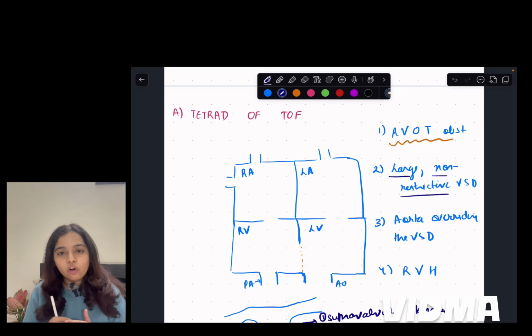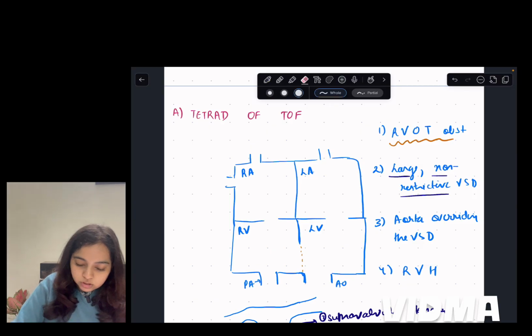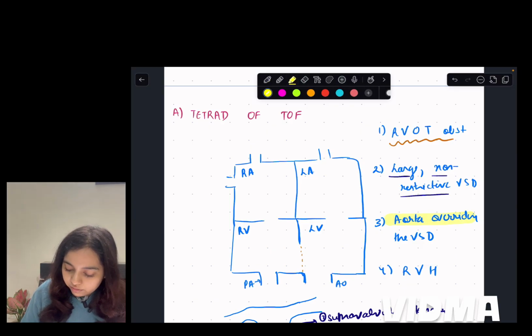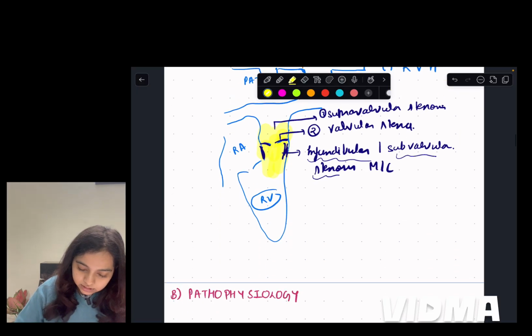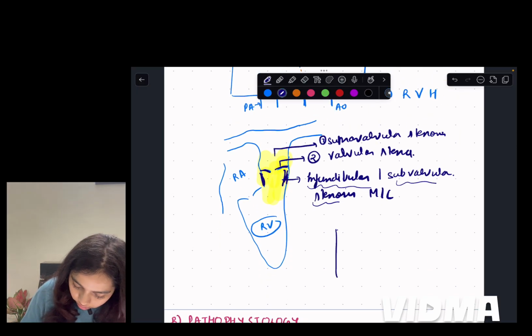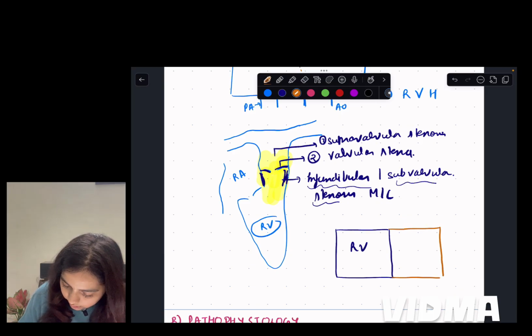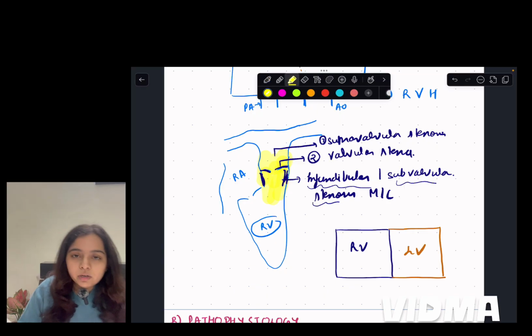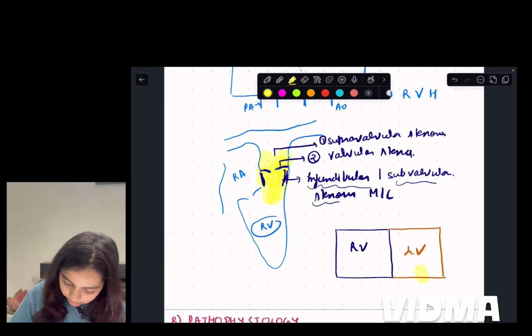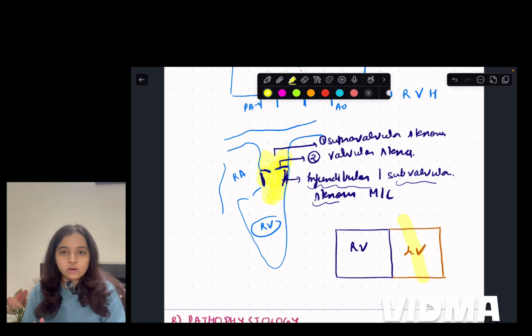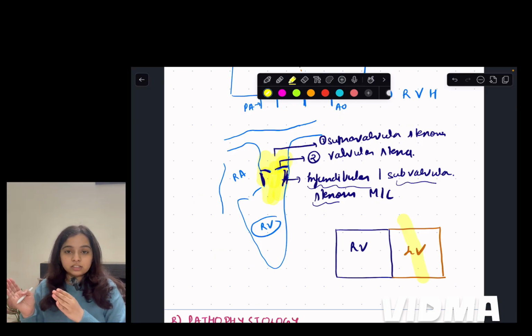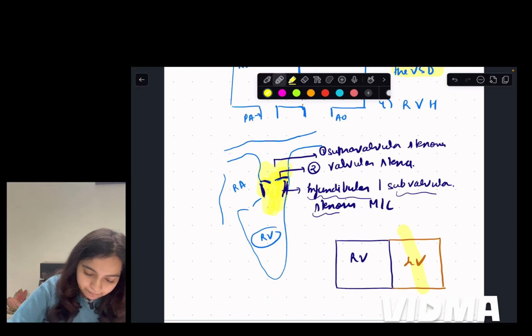This allows non-restrictive movement of blood from the right ventricle towards the left side. Now, the most confusing point among these four is the aorta overriding the VSD. What does this mean? Let's understand this with a diagram. This is your right ventricle, this is the septum, and this is your left ventricle. Normally, the aorta lies over the left ventricle only, like this. In tetralogy of Fallot, there is dextro movement, a right side movement of the aorta, such that it overlies the septum, the ventricular septal defect. But this overriding is always less than 50%, and that is also an important point.